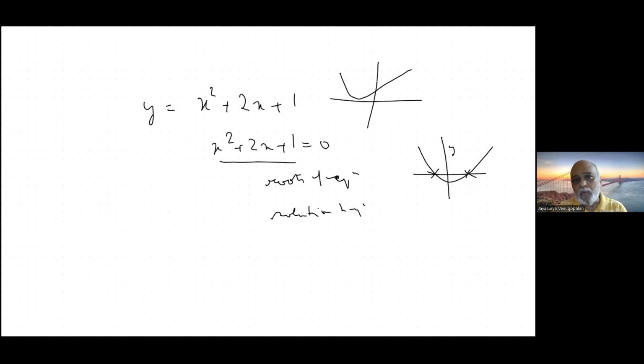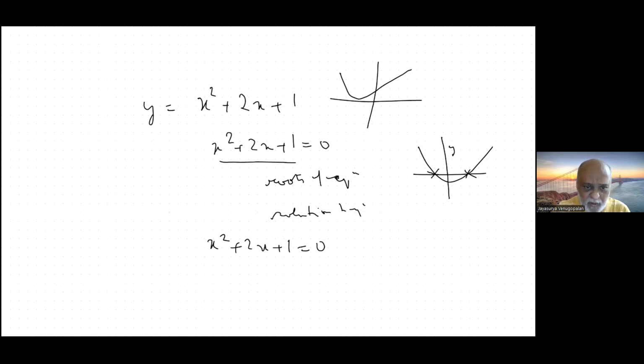Now, if you want to find out what are the values of x for which this expression x squared plus 2x plus 1 would be 0, one way of doing it would be to factorize it. So you have x squared plus 2x plus 1 equal to 0. I need to factorize this, that means make it into two factors. I'll come later into why this factorization is required.